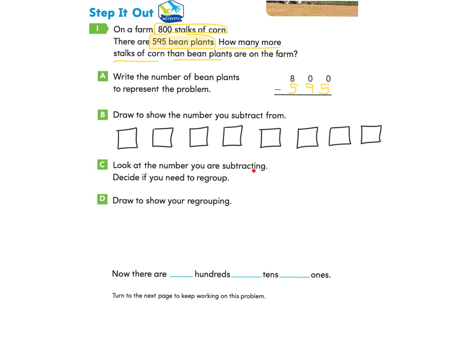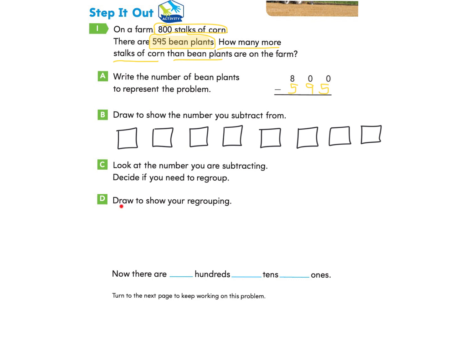Now let's look at Part C. Look at the number you are subtracting. Decide if you need to regroup. So we're looking at this number here, which we're subtracting, which is 595. And right away, I see some zeros in the ones and the tens. So I know that I'm going to need to regroup. I know this because I have a 0 in the ones column, and I'm going to need to take away 5 from the ones column. And I also have a 0 in the tens column, and I'm going to need to take away 9 from that tens column. So I'm definitely going to need to regroup.